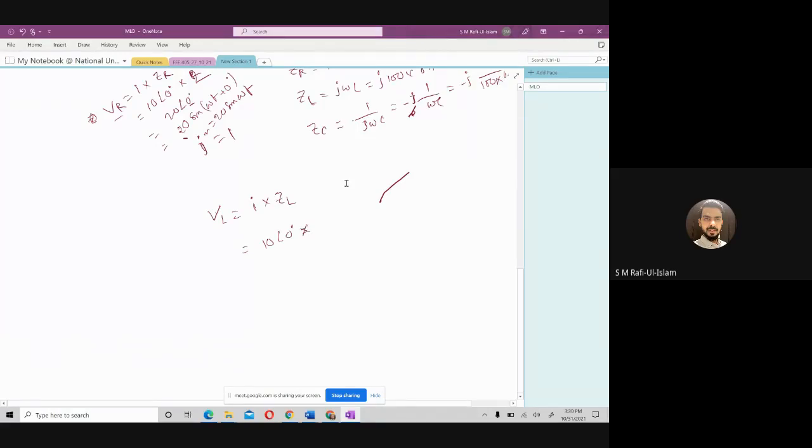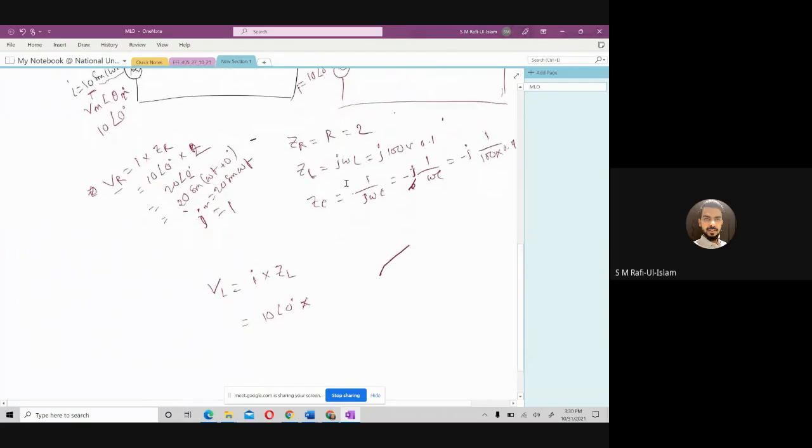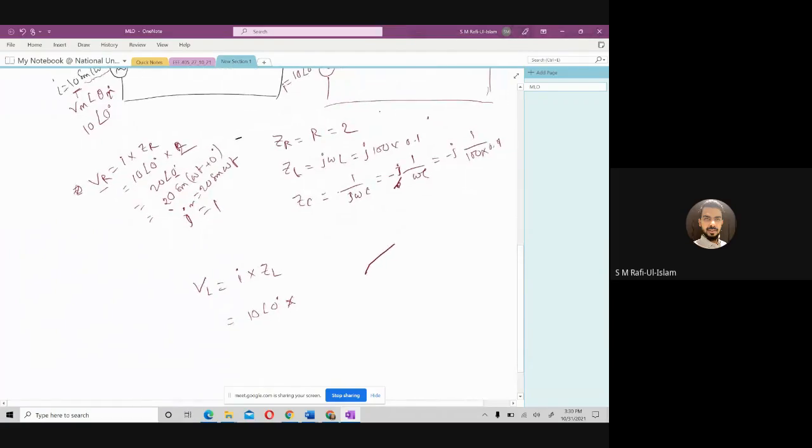What is the L value? Yes, sir. If you have a calculator, you can check. I may actually make a mistake. Sir, I don't have a calculator. It will be 10. What was that angle? No, no, sir, 90 degree.